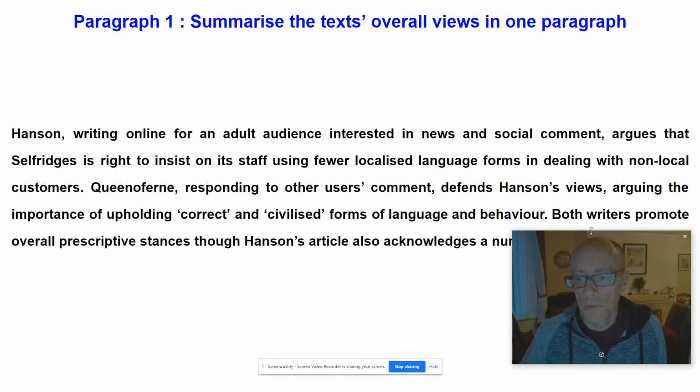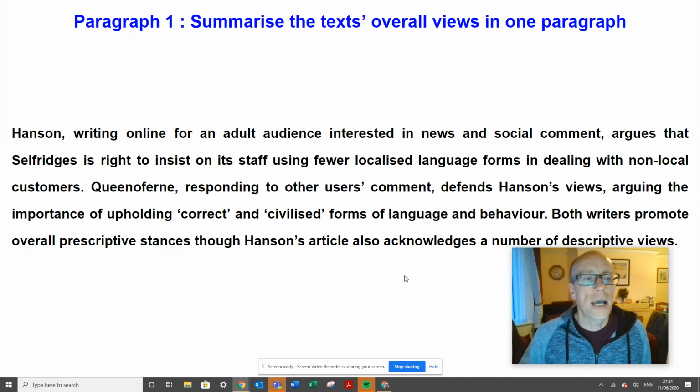So I'll just small this a little bit. An example would be this. Hanson, writing online for an adult audience interested in news and social comment, argues that Selfridges is right to insist on its staff using fewer localised language forms in dealing with non-local customers. Queen of Fern, responding to other users' comments, defends Hanson's views, arguing the importance of upholding correct and civilised forms of language and behaviour. Both writers promote overall prescriptive stances, though Hanson's article also acknowledges a number of descriptive views.